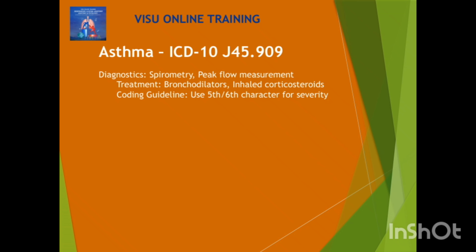Now, regarding coding guidelines, it's important to note that we use the 5th or 6th character to indicate the severity of asthma. This helps ensure accurate documentation and appropriate management. And finally, for coding, the specific ICD-10 code for asthma is J45.909, which is used for unspecified asthma. Remember, understanding these diagnostic tools, treatments, and coding practices is key to providing comprehensive and effective asthma care.